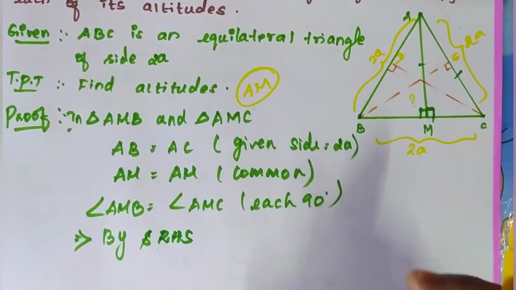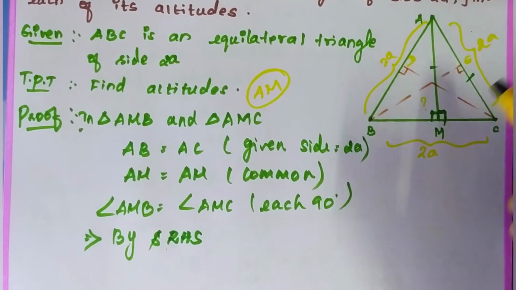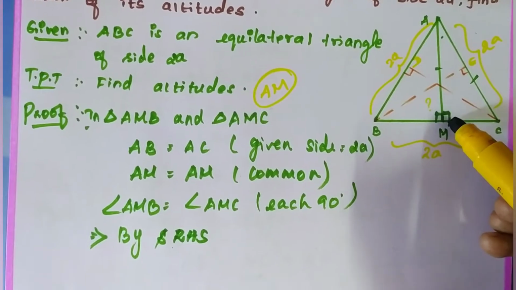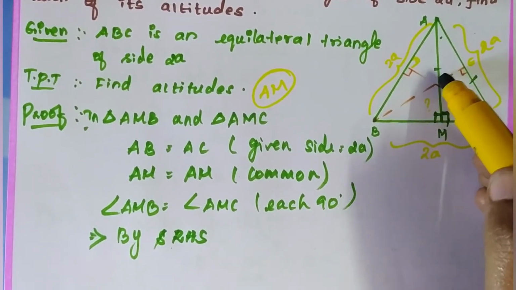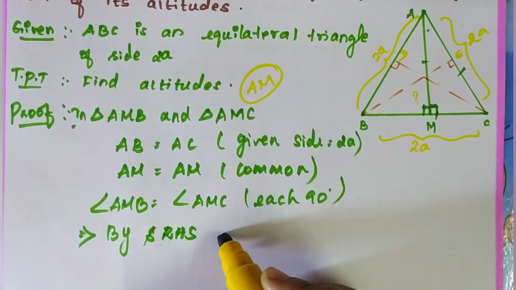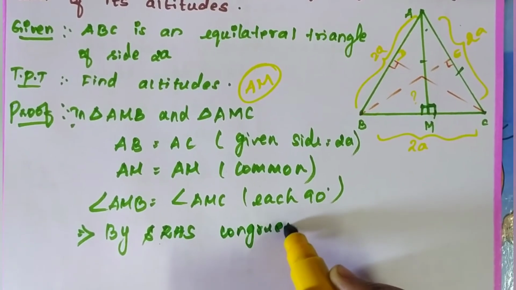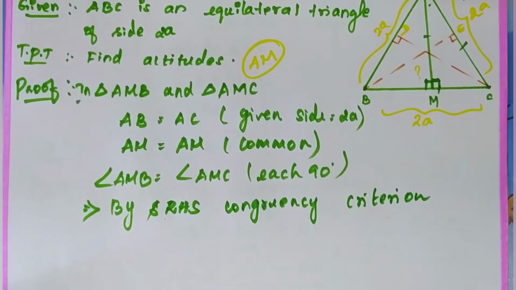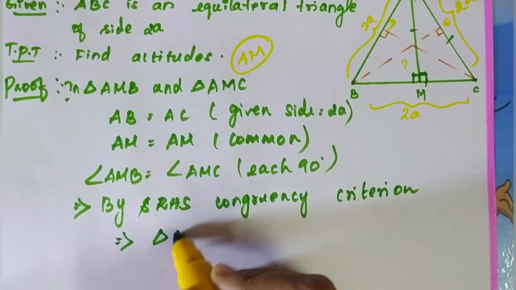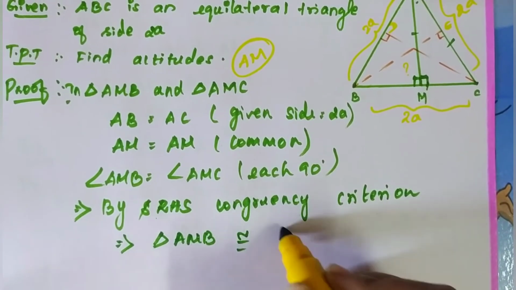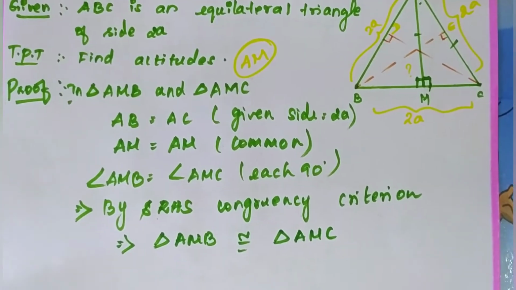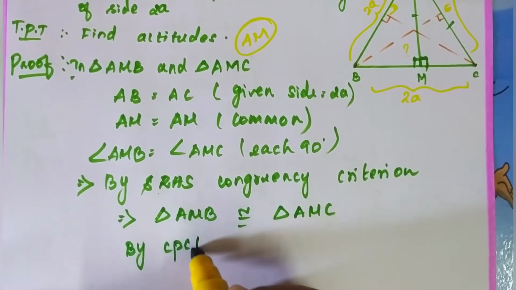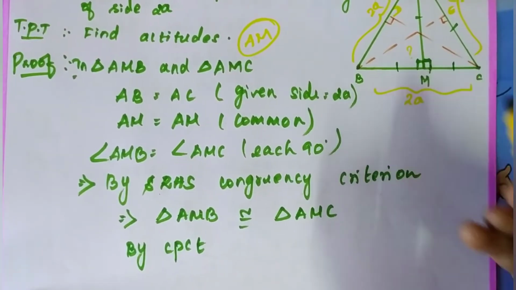Are you clear? We can't use SAS because this is not the included angle. So for that I am going to use the RHS rule. One is 90 degrees, the hypotenuse is equal and one side is equal. RHS congruency criterion. Triangle AMB is congruent to triangle AMC. Since this is congruent by CPCT, I can tell that these two sides are equal.